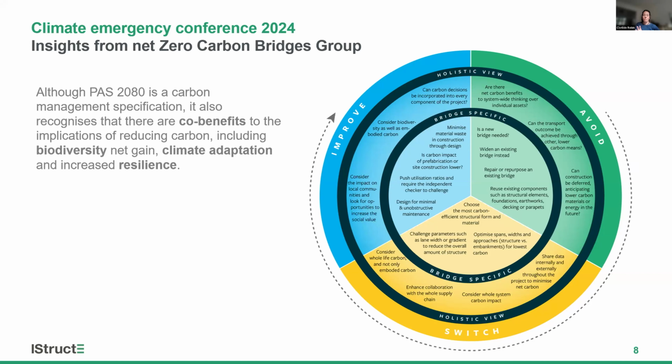So if we look at the first segment, avoid, we can see if we look at the bridge, one of the questions is: is a bridge needed at all? Then, can we widen an existing bridge? But also questions about the wider system: can this transport outcome be achieved through other lower carbon means?